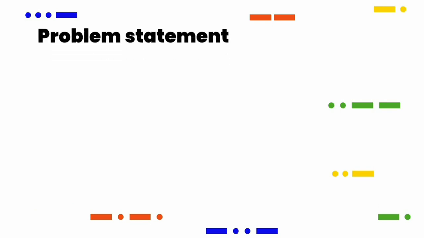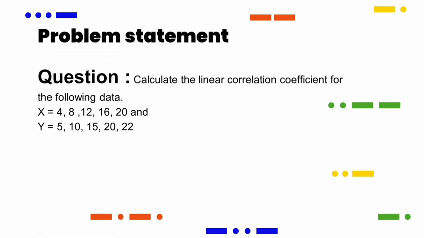Now, let's quickly see a problem statement. Here, the question given is: calculate the linear correlation coefficient for the following data. Here, we have to calculate the linear correlation coefficient for the given data, and the corresponding values of x are given as well as the corresponding values of y are given here. Let's quickly move to our VS Code and see how to perform correlation coefficient in Python.